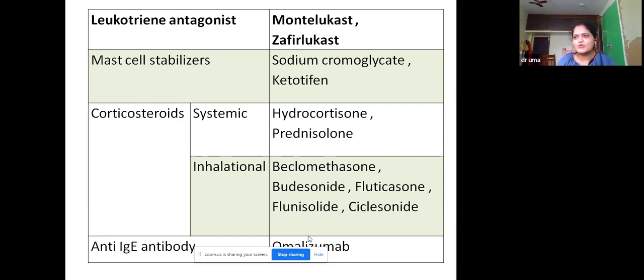This ciclesonide is the soft steroid because it gets metabolized by the esterases present in the lungs. So it is said to be a soft steroid, ciclesonide. And the anti-IgE antibody is omalizumab. The most commonly asked question is, which is the anti-IgE antibody used for bronchial asthma? It is omalizumab.